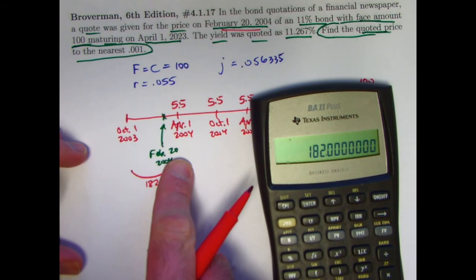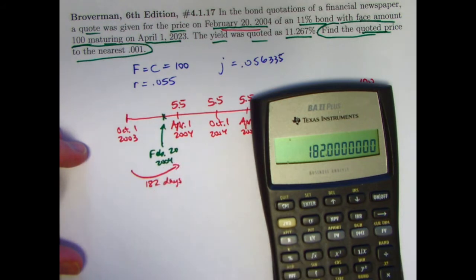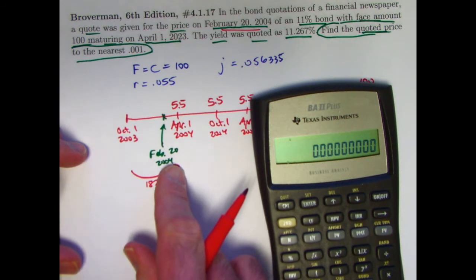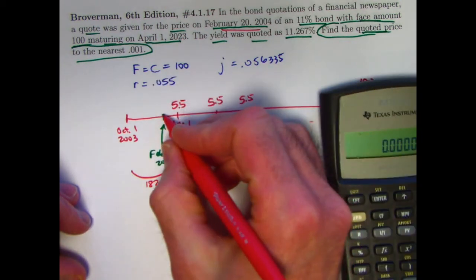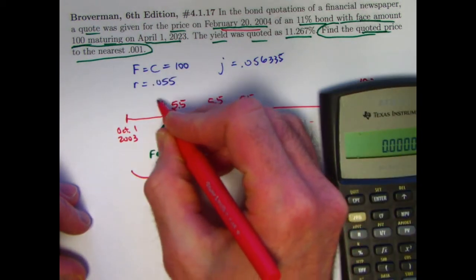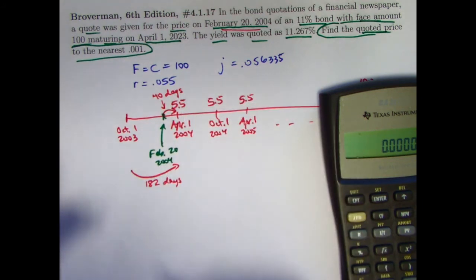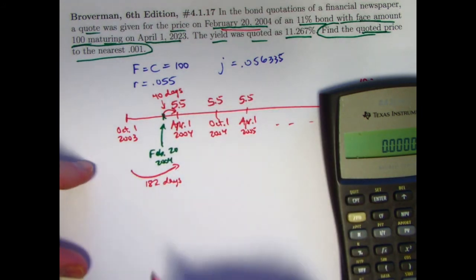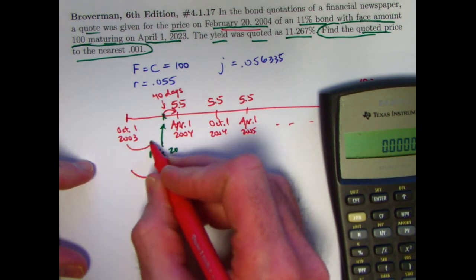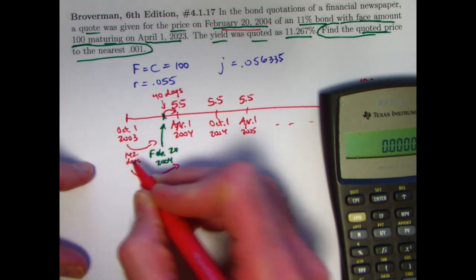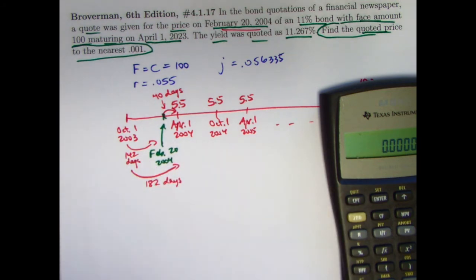From February 20th to April 1st, again assuming February is 28 days, you're going to have 28 days from February 20th to March 20th, and then tack on another 12 days onto that. There's going to be 40 days from February 20th to April 1st, ignoring the leap year. That's going to leave 142 days from October 1st to February 20th.